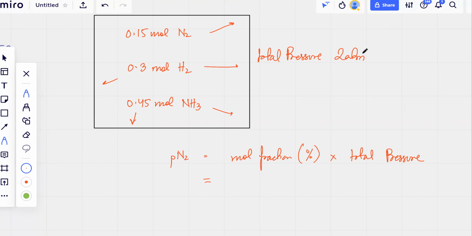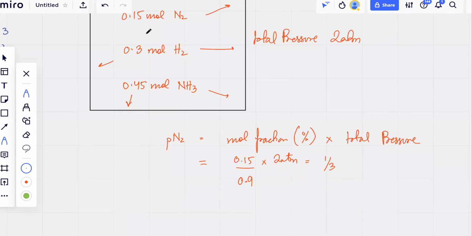Yes, sir. For N2, it's going to be 0.15 divided by the total moles. The total moles are 0.9. So out of 0.9, there's 0.15 moles of N2, and you're going to multiply it by 2 atmospheres. What do we get? 1/3.